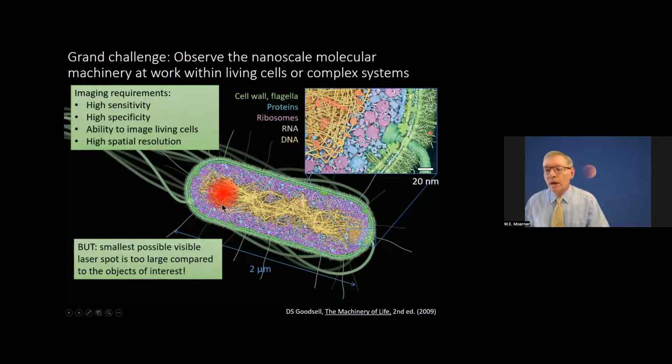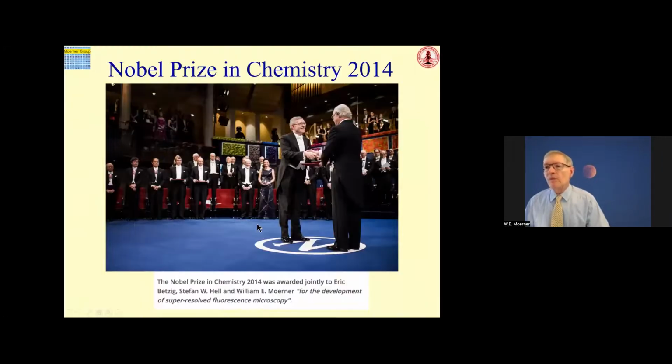Here's the smallest possible visible laser spot that you can make compared to the cell, on the same scale. In other words, if I try to focus a laser beam down to a small spot, it cannot be smaller, if it's a visible laser beam, than roughly this size. So that's been the problem with optics for many, many years. You cannot see very, very fine structure without a special trick. So that's what super resolution allows us to do. And it was the reason for the Nobel Prize in chemistry in 2014.